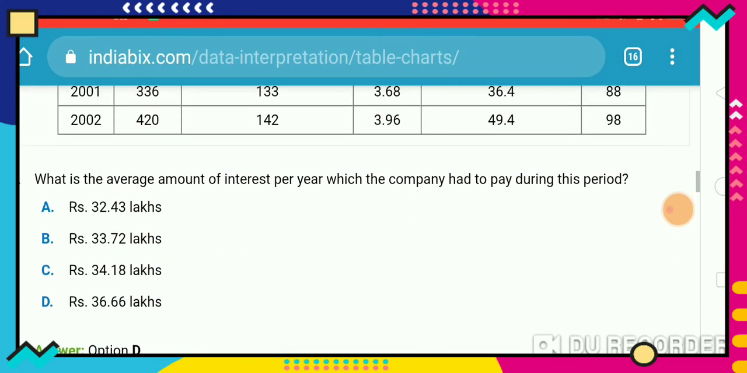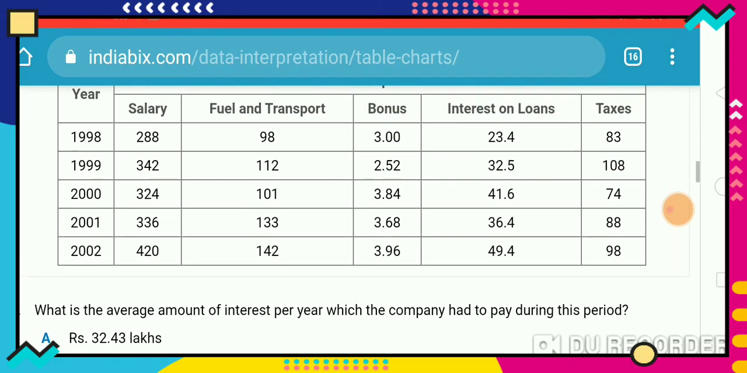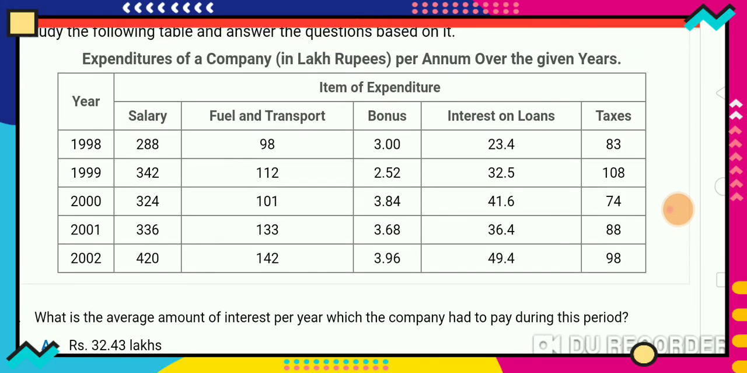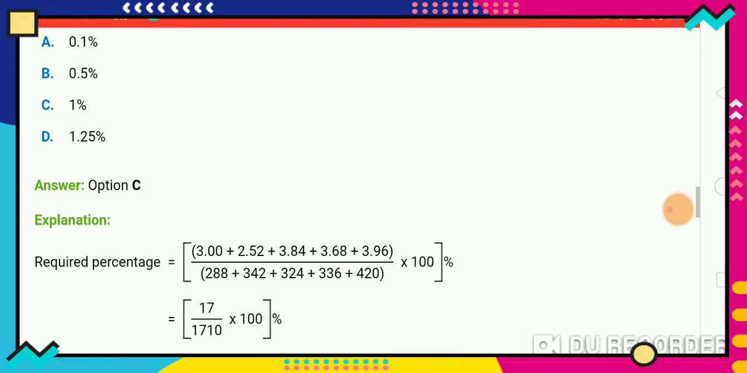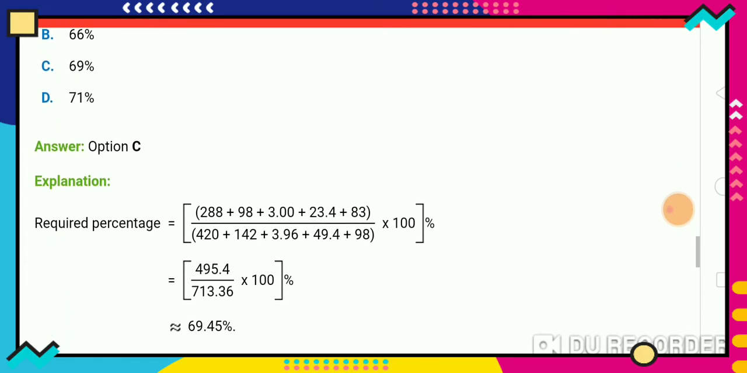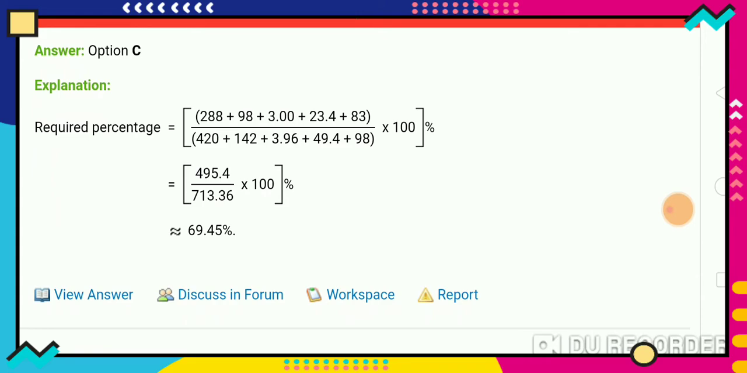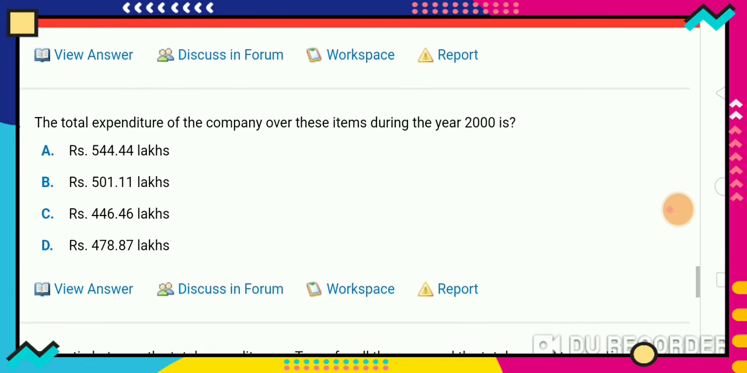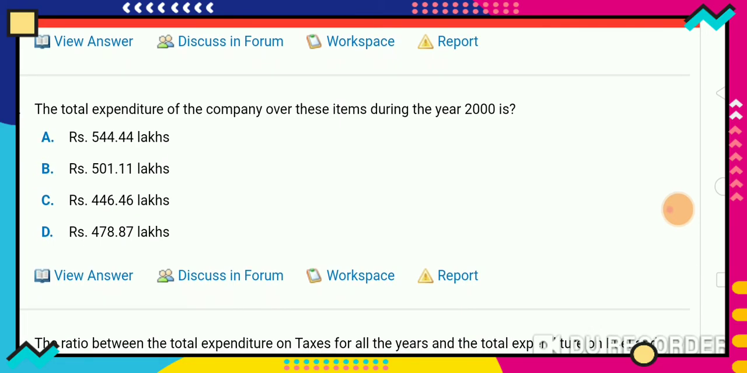Let me check 2002. In 2002 we are adding all the salary, fuel, transport, bonus, interest on loan, and tax. They are mentioning all this, guys. They are adding and they are also multiplying. These questions are easy, but you should finish this question in 1 minute. That is the difficulty in this question, guys.